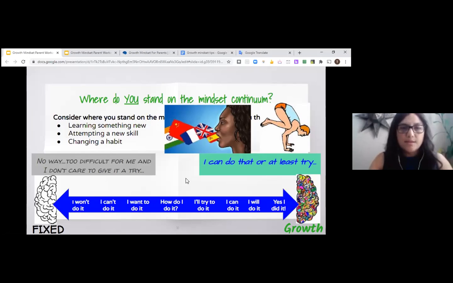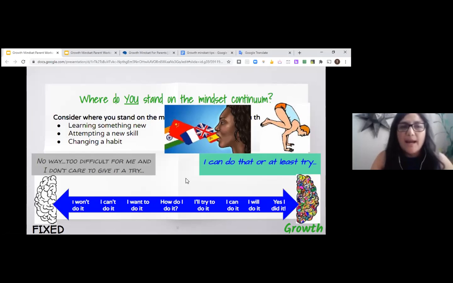Where do you stand on this continuum? And the reason why I mention this is that just because you might be on a fixed mindset side on one activity or one experience doesn't mean that you're always on a fixed mindset.